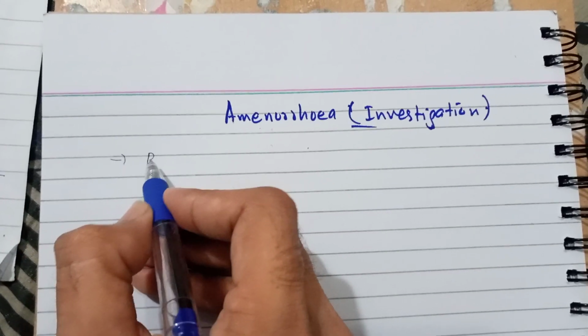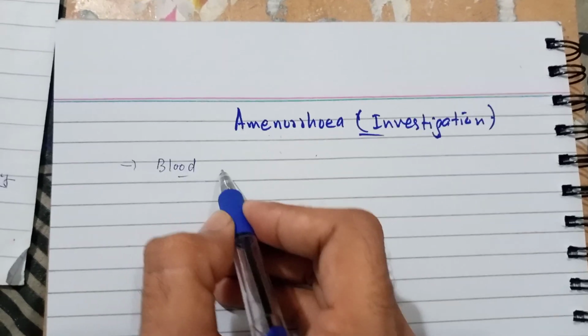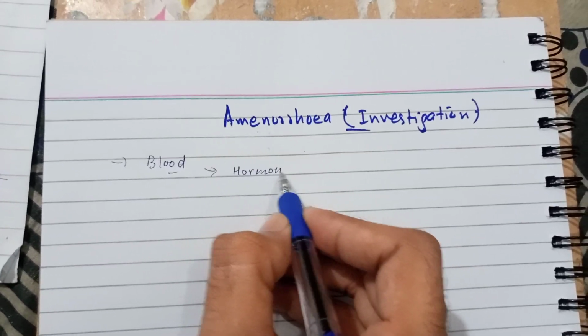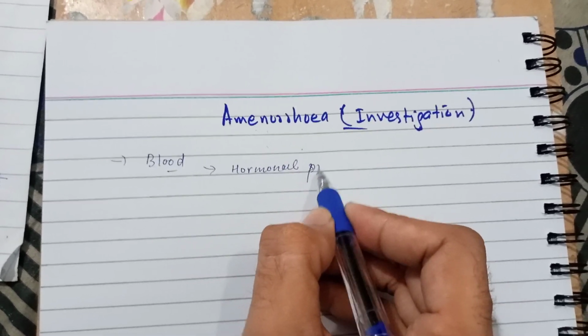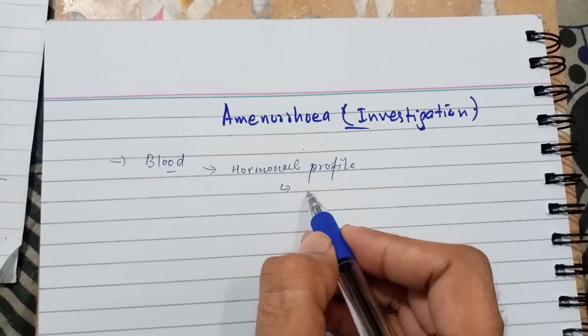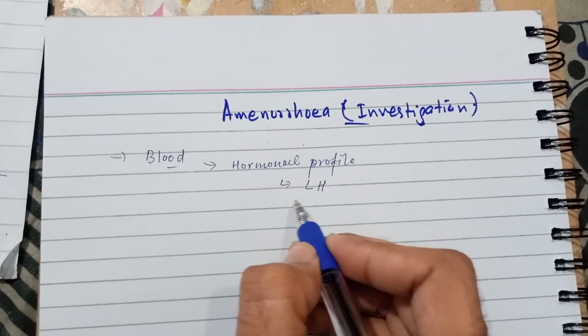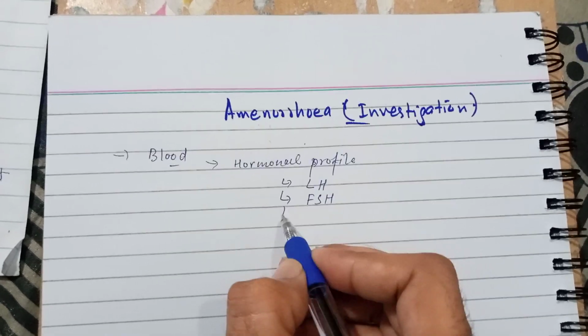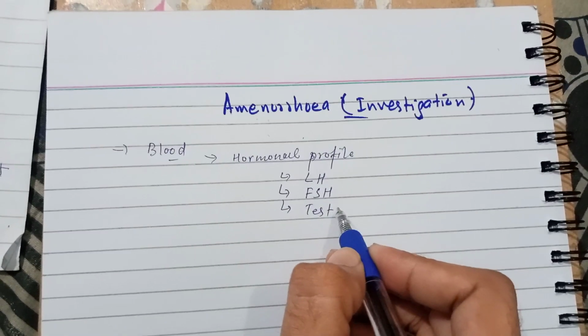So to confirm the cause of the amenorrhea, we have to do different investigations. Number one is the blood test. In the blood test we come to know about the hormonal status, the hormonal profiles in the blood. For this we should know whether LH, luteinizing hormone, follicle stimulating hormone, and testosterone are present.